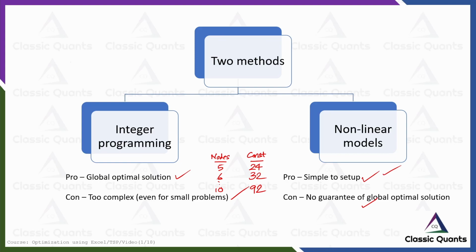So that's all about the traveling salesman problem using integer programming. From the next video onwards, we will discuss the nonlinear models, and obviously one of them will be the traveling salesman problem using the evolutionary solver. Then we will see how this problem can be solved using a nonlinear approach also.